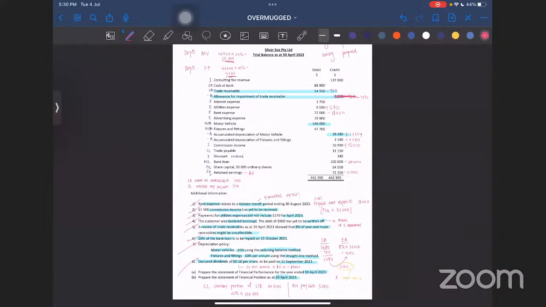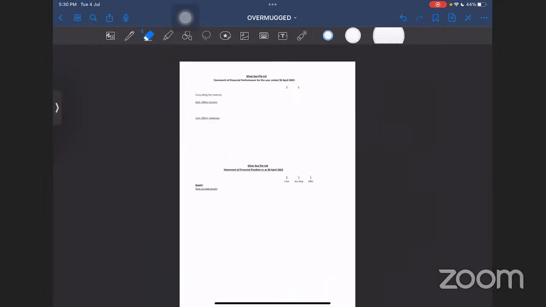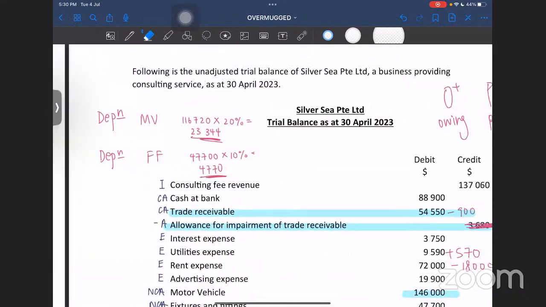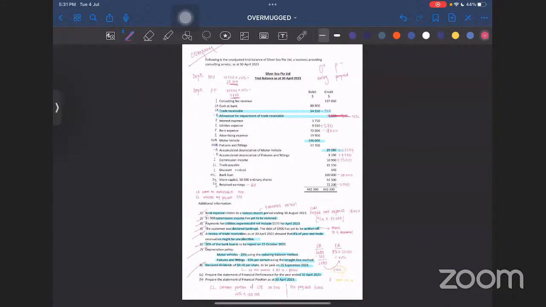Right, so now we can do up the FS already. Like I said, this one is a service business and this is a company. Let me just write here. This is a company. So the earlier one that we did just now, that is a sole proprietorship. So for now, we will do company and this is a service business.